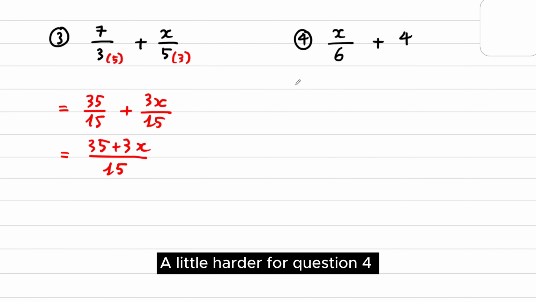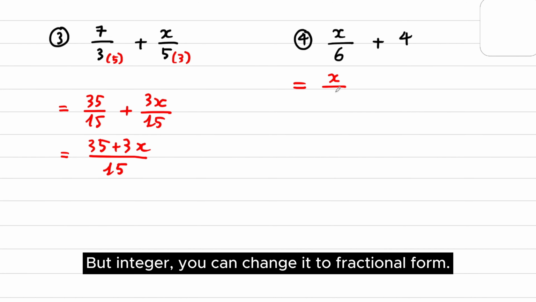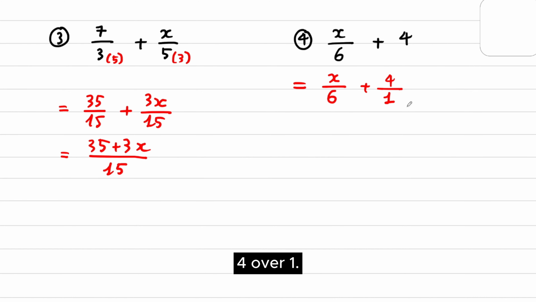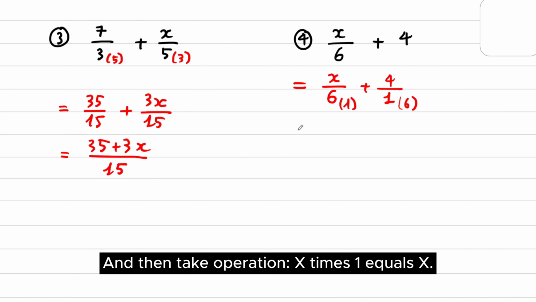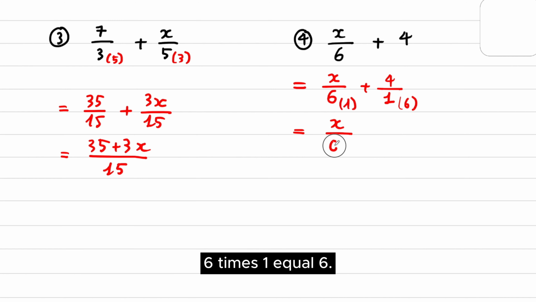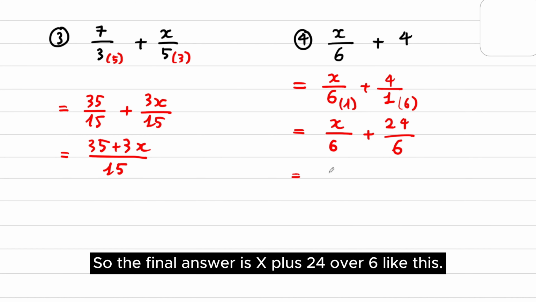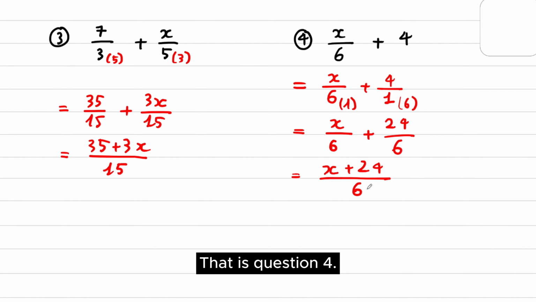A little harder for question 4 because you have an integer here. But an integer, you can change to fractional form, 4 over 1. The first, the second, and then do the operation. x times 1 equals x. 6 times 1 equals 6. 4 times 6 equals 24. 1 times 6 equals 6. So the final answer, x plus 24 over 6 like this. Okay, that is question 4.